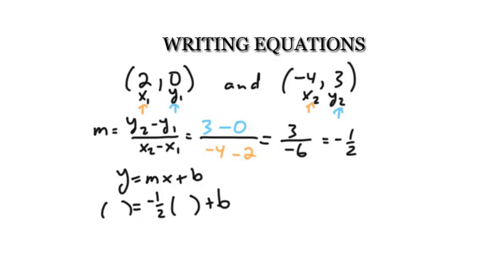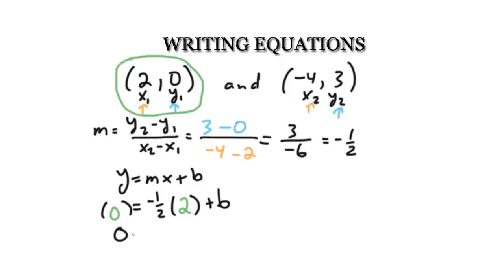In this case, it's pretty apparent that we're going to go with the (2, 0), because it's easier to deal with. So I'm going to pick that point to use. Now, it doesn't matter. You can also pick the (negative 4, 3), but it's just harder to deal with, so we'll go with the easier one, (2, 0). So the x1 is 2, so that goes here. The y1 is 0, so that goes here. So let's do out the math.